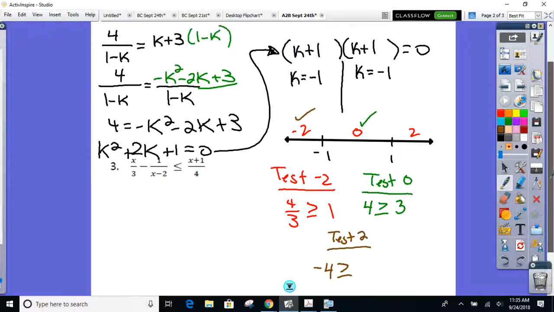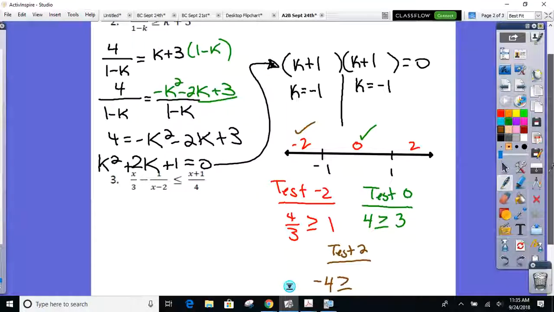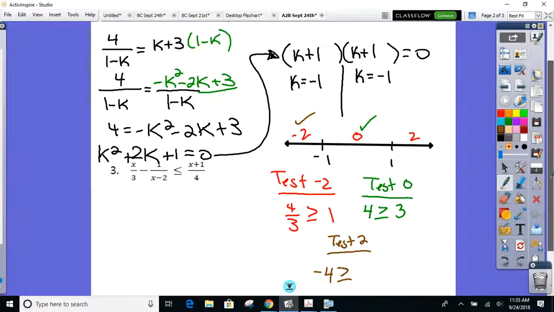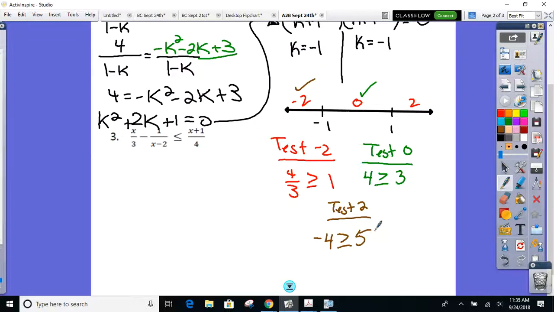What'd you guys get on the right side? What do we get on the right side? 5? Is this a true statement? -4 greater than or equal to 5? Nope. So how are we going to write this one now?